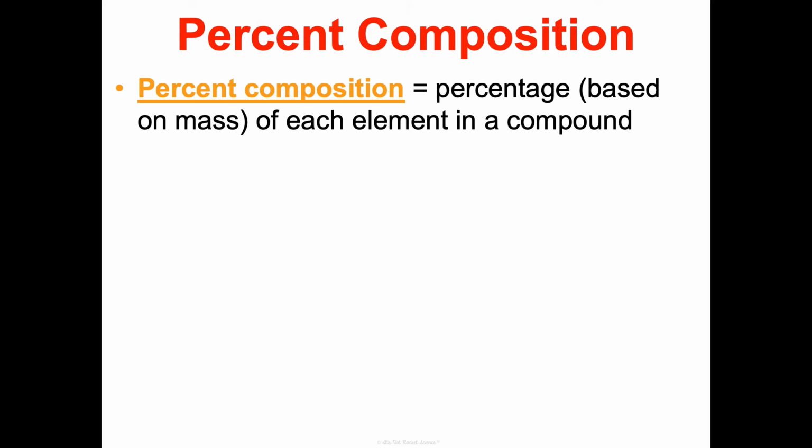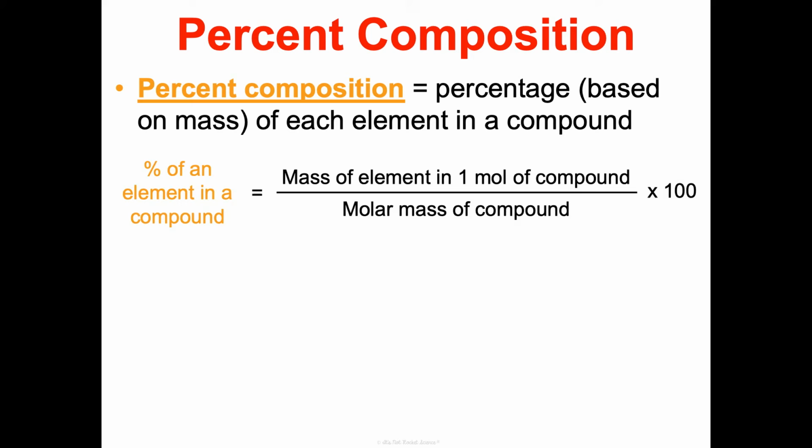Now let's learn about percent composition. This is just a percentage based on mass of each element in a compound, and it follows the same equation every time. The percent composition is equal to the mass of an element in 1 mole of the compound divided by the molar mass, times 100. Anytime you're doing a percent, it's just part over whole times 100. So that's all we're doing.